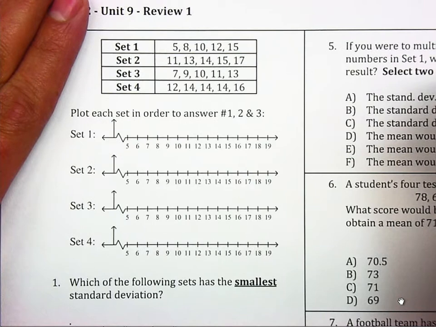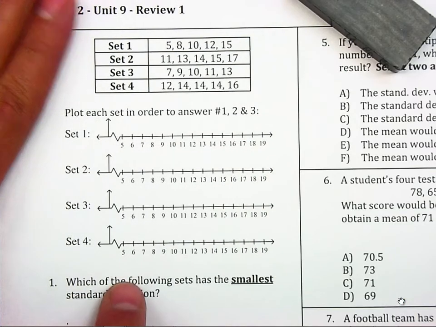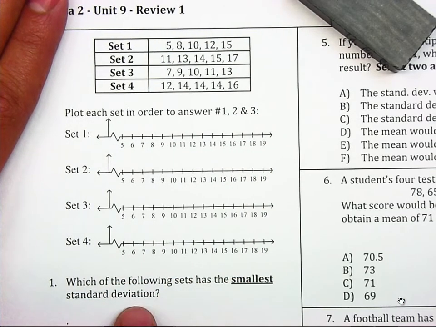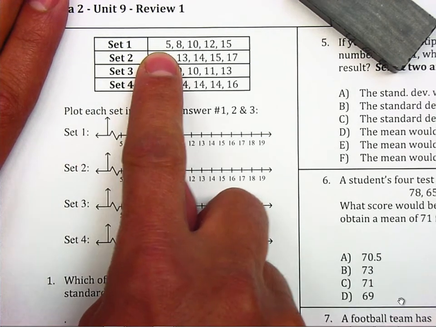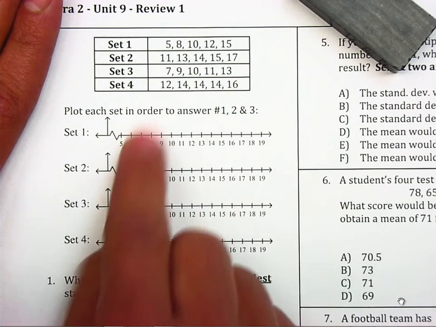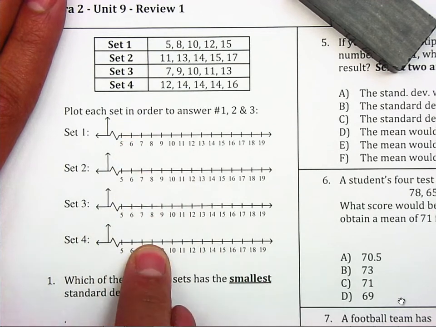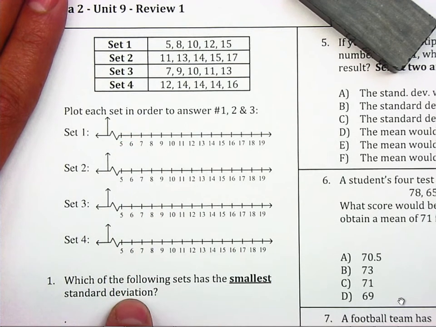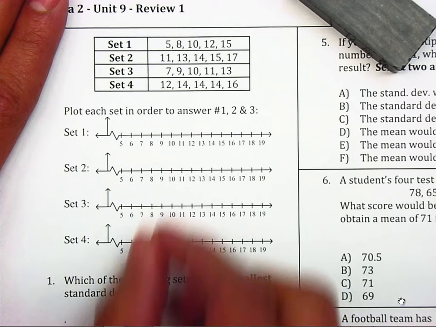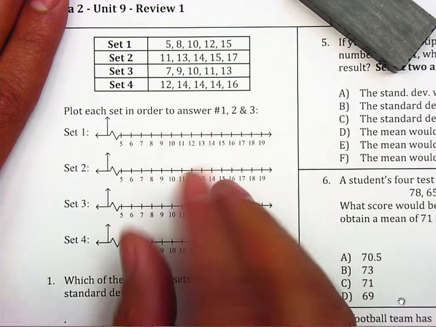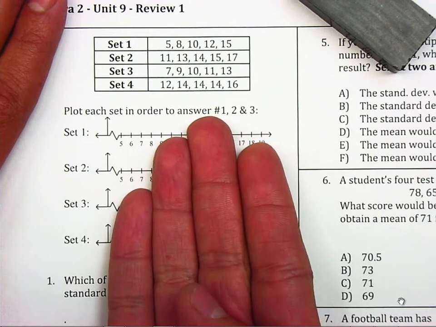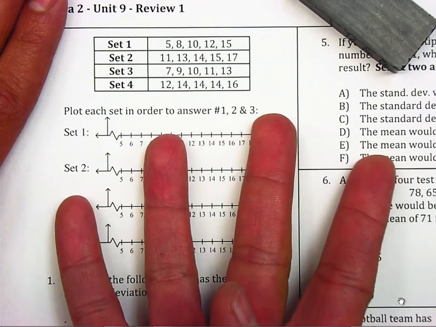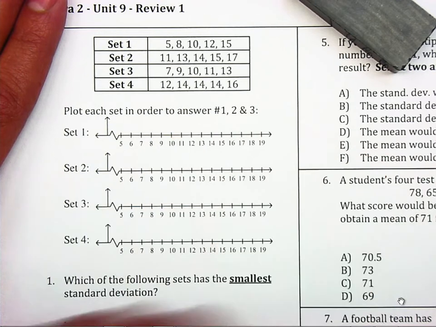On problem number 1, it's asking you which of the following sets has the smallest standard deviation. And they give you 4 sets with 5 numbers on each. Now, it is best to be able to plot each of the numbers so that way we can see the standard deviation. Now remember, standard deviation is the spread of the numbers. Are they close together or are they far apart? If they're close together, they have a small standard deviation. If they're far apart, they have a large standard deviation.